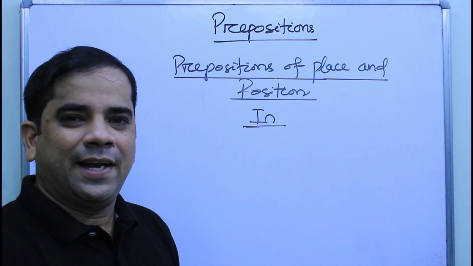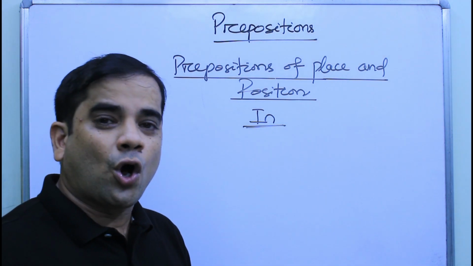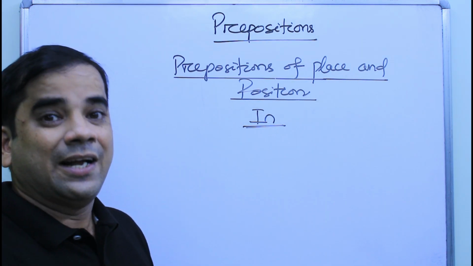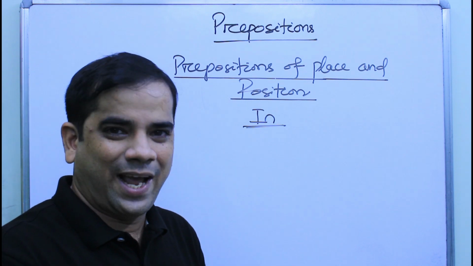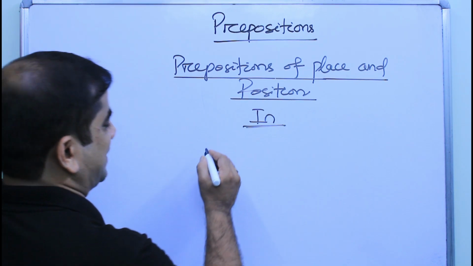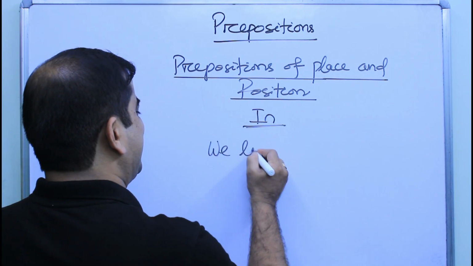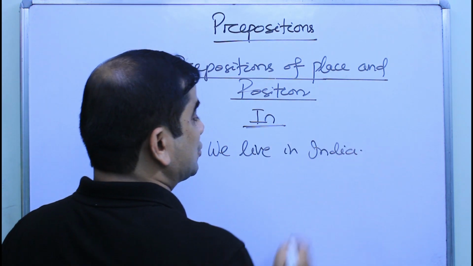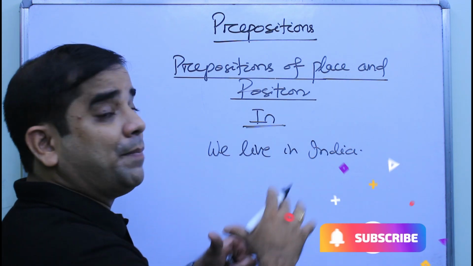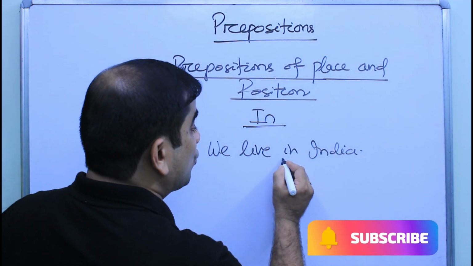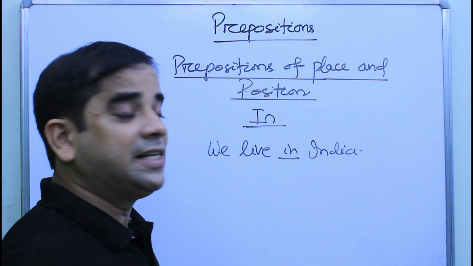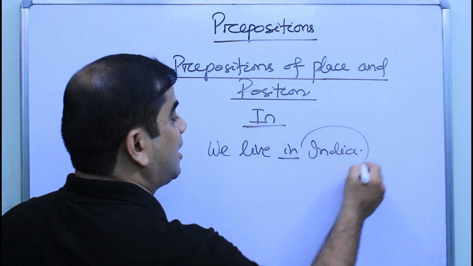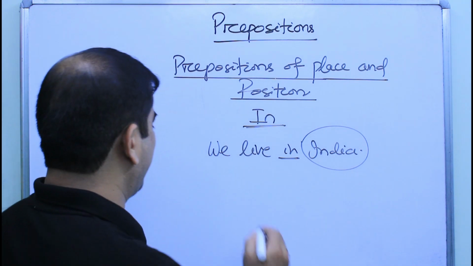The preposition in is used to show the placement of any object in a region. For example, we live in India. So this is a country, a complete region. So preposition in is used to show our placement inside a country.